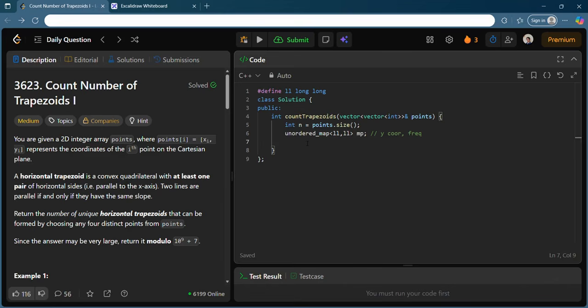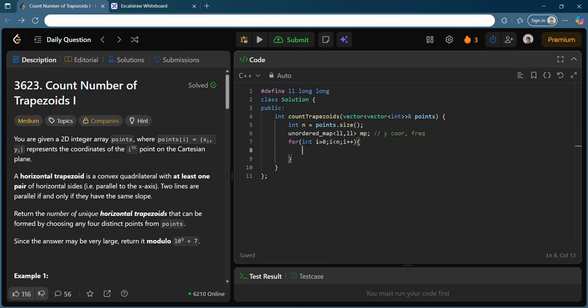How exactly will we do that? We will traverse through these points. So i equals this, and what we do is very simple: points of i of 1 plus plus. So we store the frequency of all the y coordinates right now. And yeah, that will be it. What else? I need to have a result with me. Let's see, I will calculate the result later.